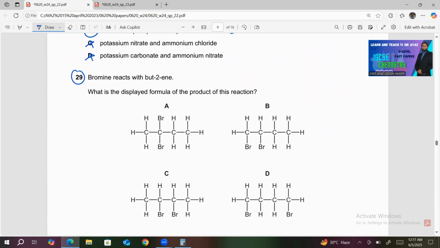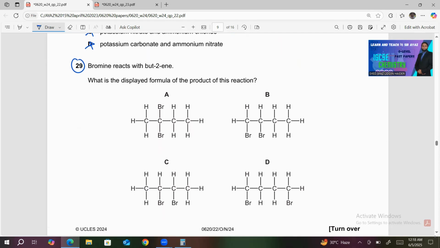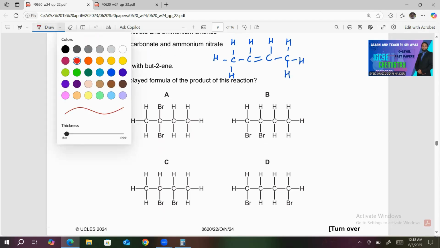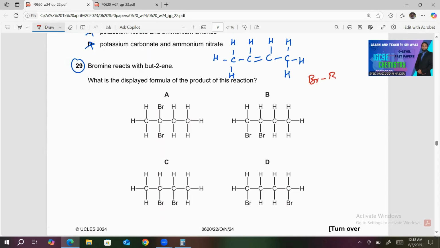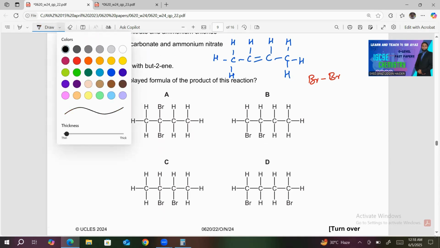29. Bromine reacts with butene. What is the displayed formula of the product of this reaction? Now, if bromine reacts with butene, this is the displayed formula of butene. These are the hydrogens attached. So if bromine is reacted, this is Br, Br, the product must be an addition product, that is, bromine will be added to this.